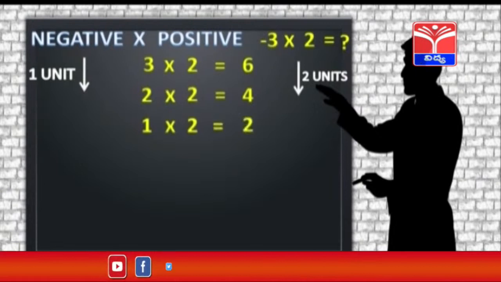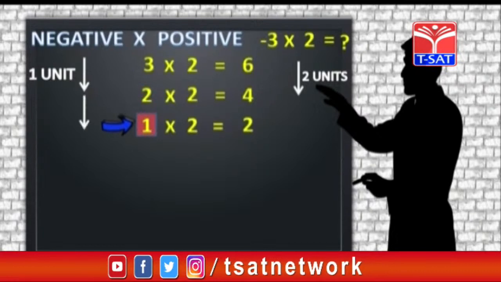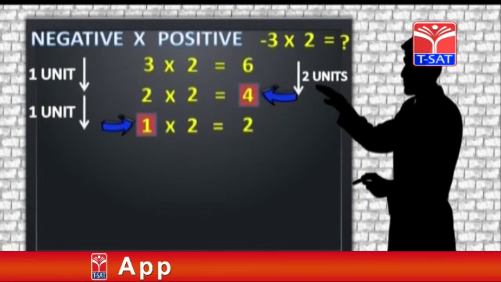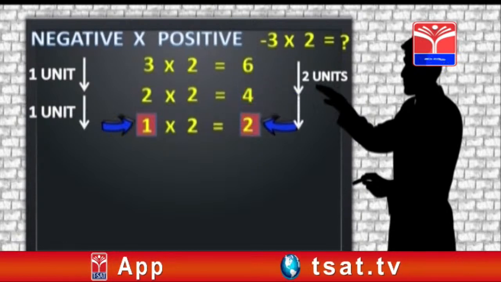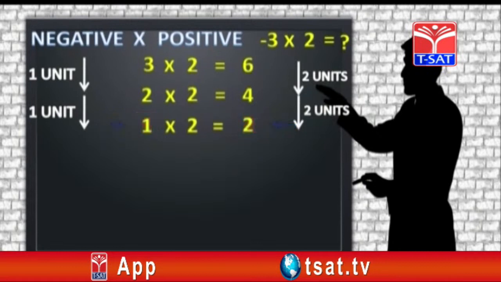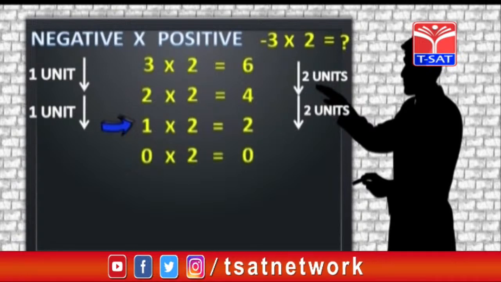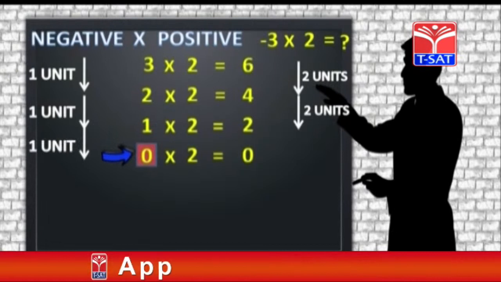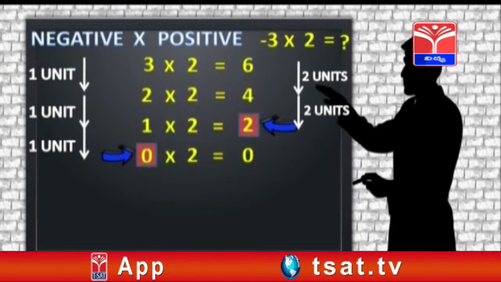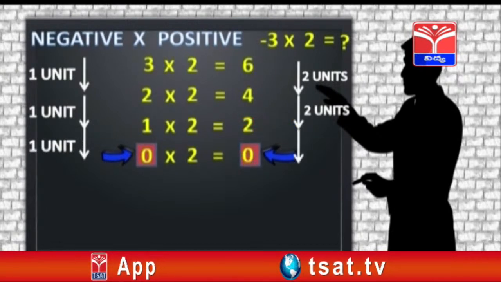And you observe here also from 2 to 1 the value decreased again by 1 unit. And so in the answer also we observe the answer is also decreased by 2 units. The value of the answer also decreased by 2 units. Let us continue this product. Next 0 times 2 equals 0, and here also the value from 1 to 0 is decreased by 1 unit, and in the answer also the value decreased by 2 units.